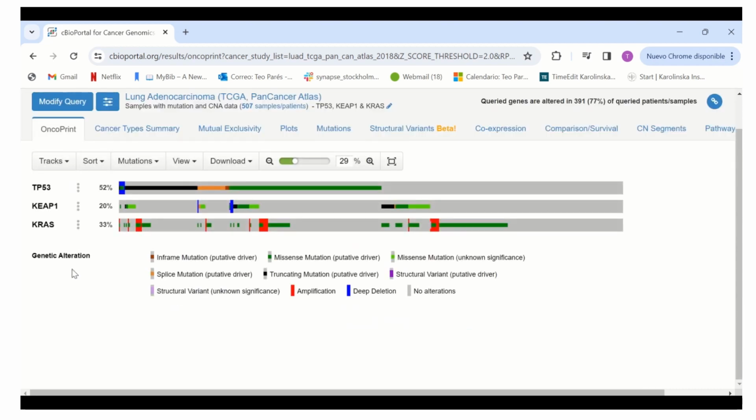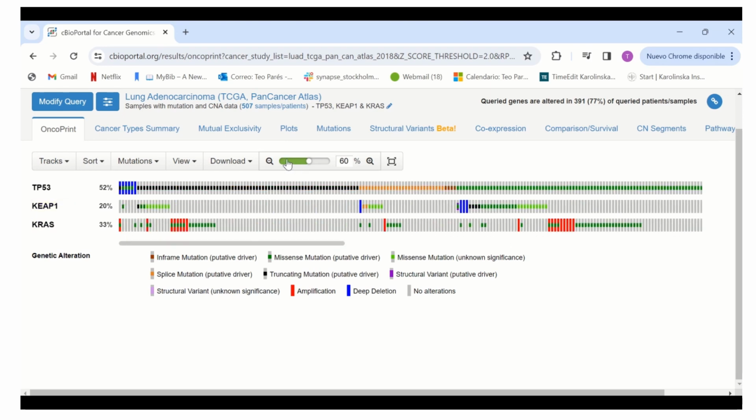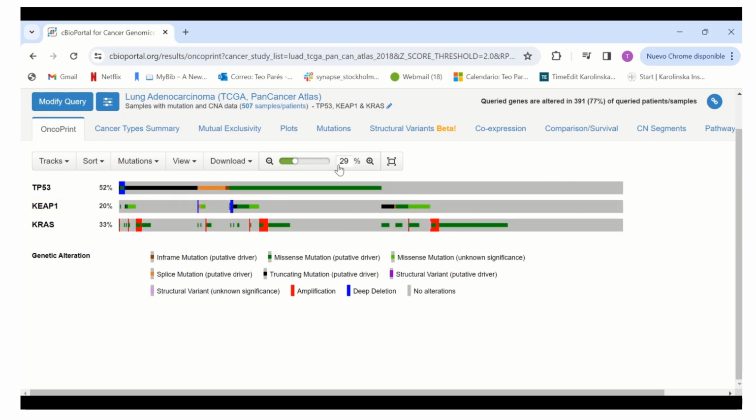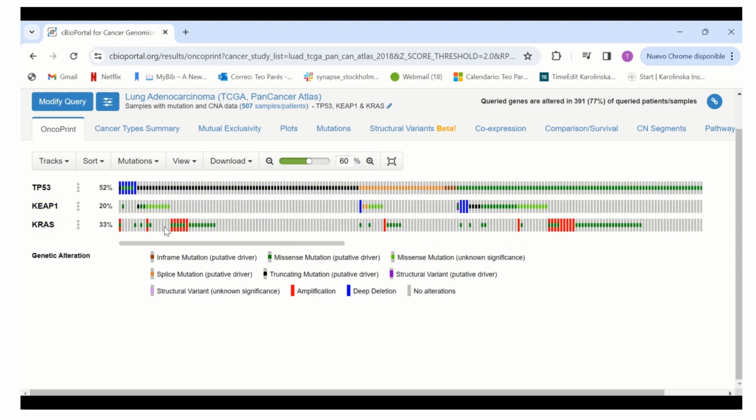Okay, so every time that we query by gene, we start on OncoPrint. As we can see, OncoPrint is a nice summary of all the data, and it is important to mention that we can zoom in and play around, zoom out to see the data more clearly. Every column here is a patient and every row is a gene, and it is colored according to the types of alterations. The colors are defined below.